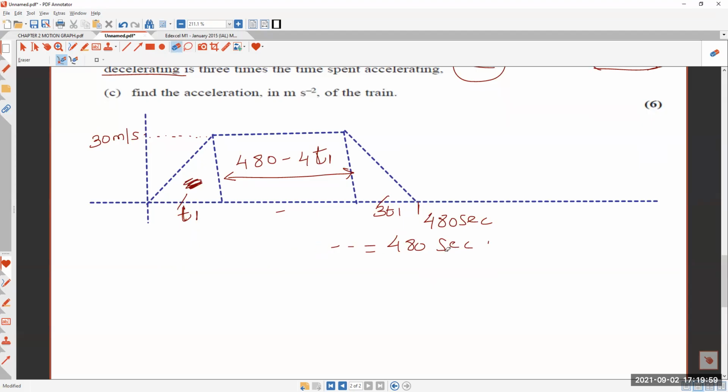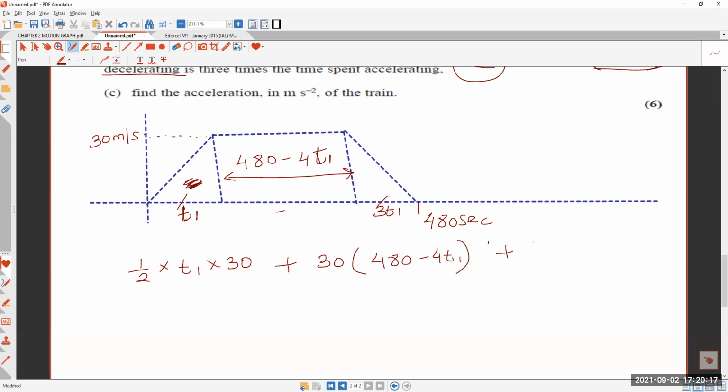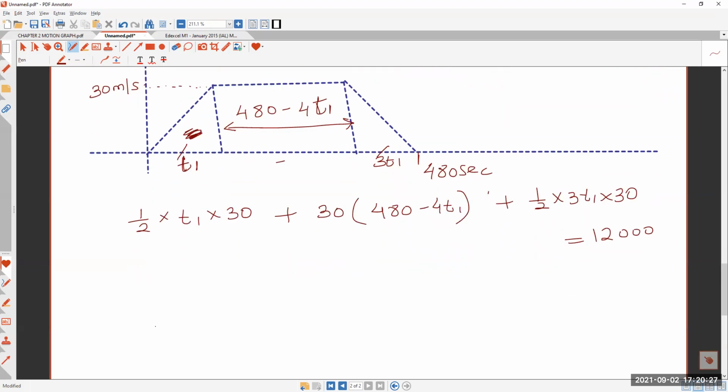Now we can go directly to the key, area under the graph. Area under the graph: half base into height, base is t1, height is 30, plus length into breadth, 30 into 480 minus 4t1, plus half base into height, 3t1 into 30. Total how much equals 12,000. Clear? Okay, so this is good.